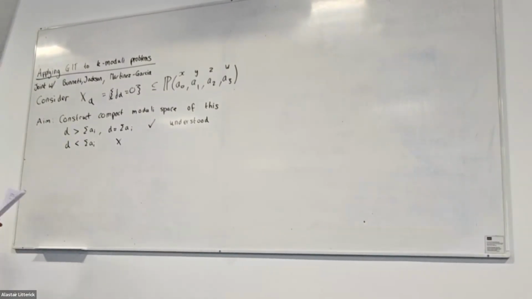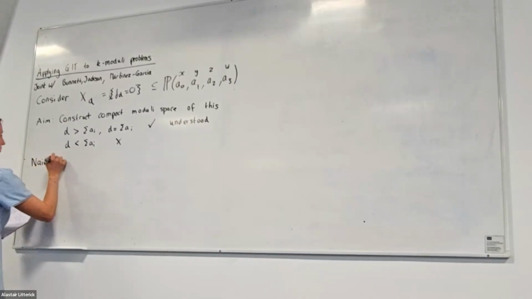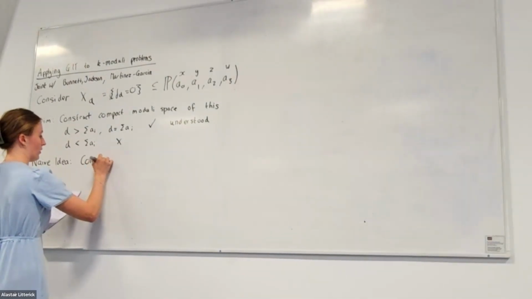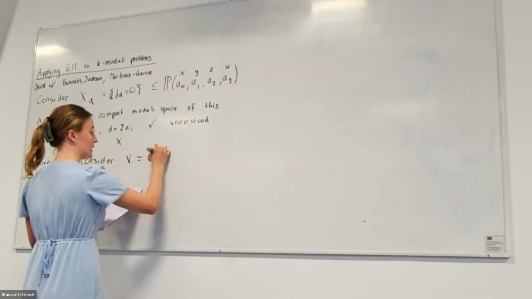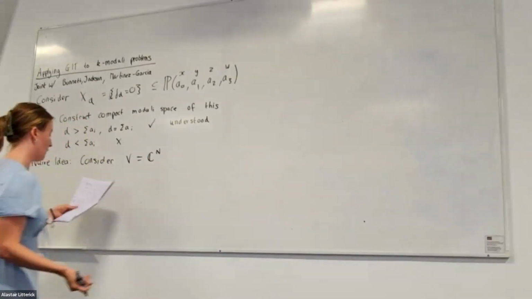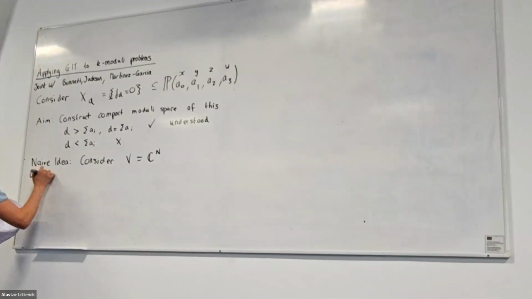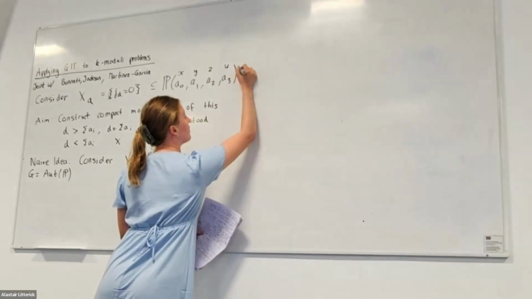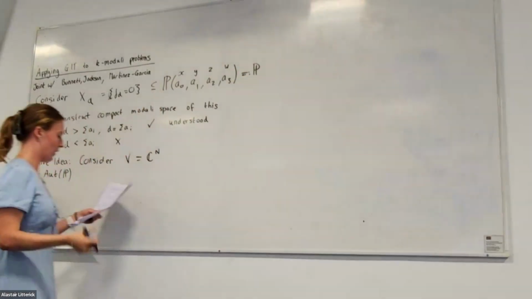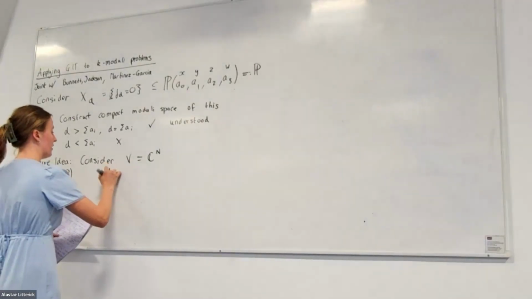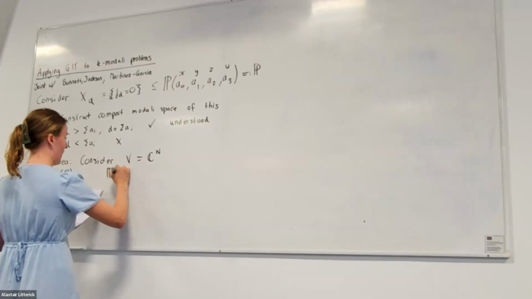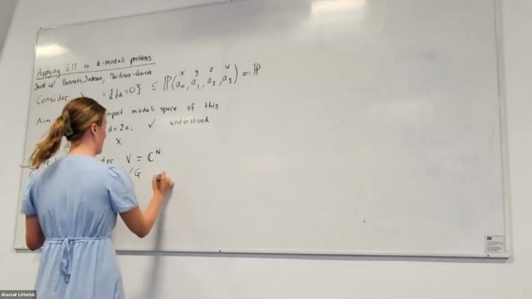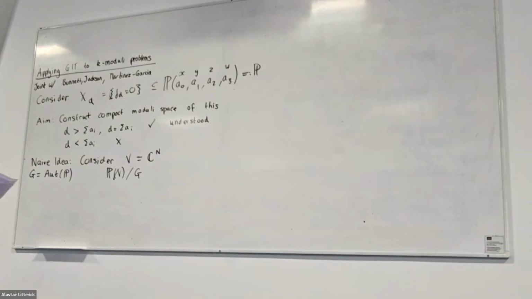So how do we construct our moduli spaces? The naive idea might be, if we consider V equal to C^m as our space of coefficients, and we had our group G equal to the automorphism group of our weighted projective space P, then we might just take P of V and quotient out by G. However, this causes problems, as I'm sure many of you in the room are aware, because it's not always an algebraic variety, which is not good.